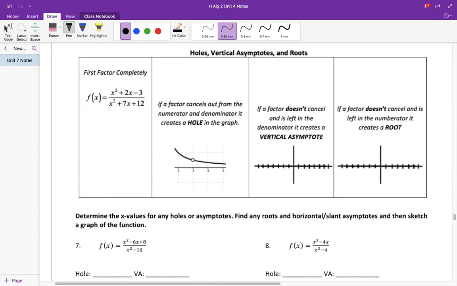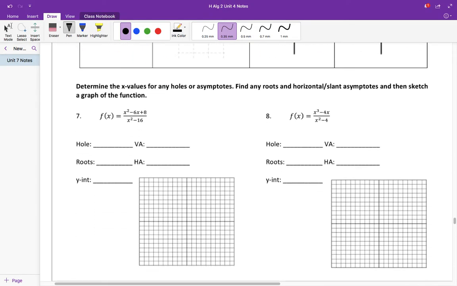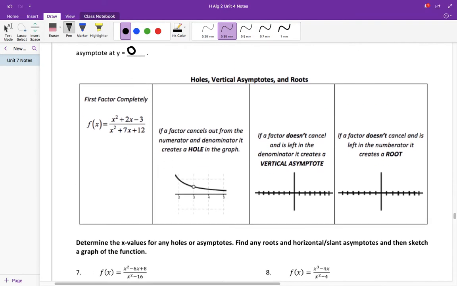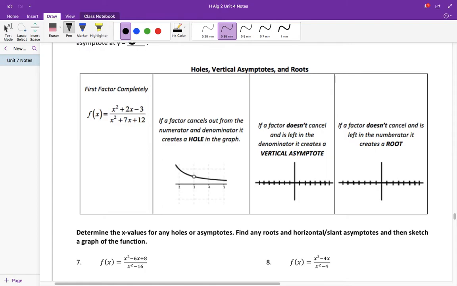Okay. So the last thing we need to talk about today before we graph some of these by hand is what are called holes, vertical asymptotes, and roots. And to enable us to talk about that, we're going to first look at this function. I'm going to go ahead and factor it here for us. So x plus 3, x minus 1 for our numerator.